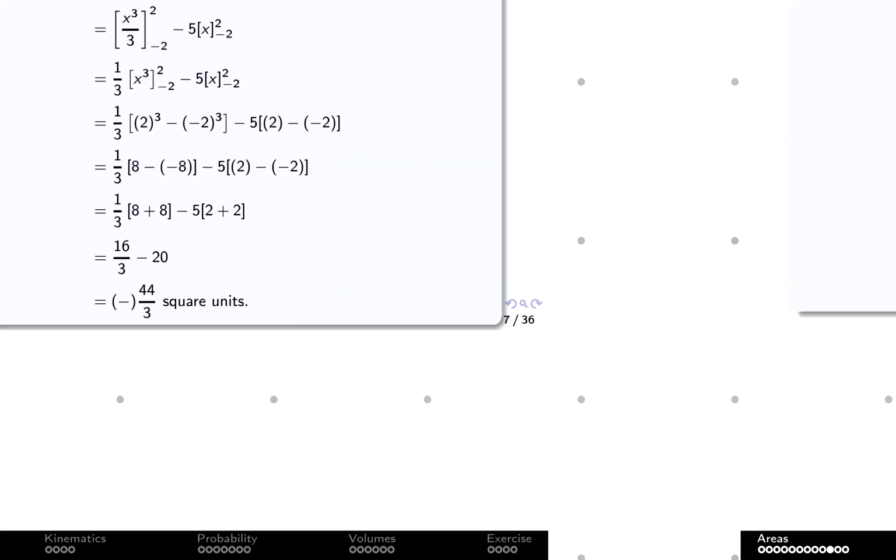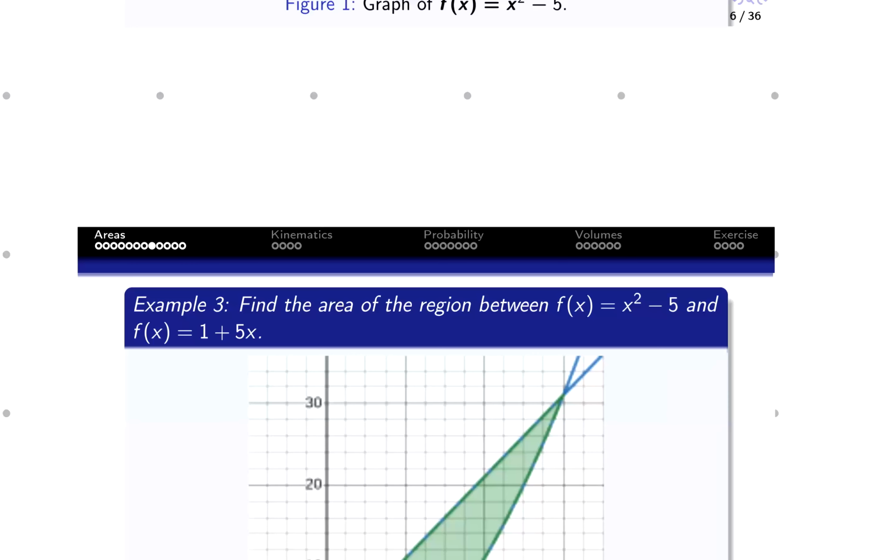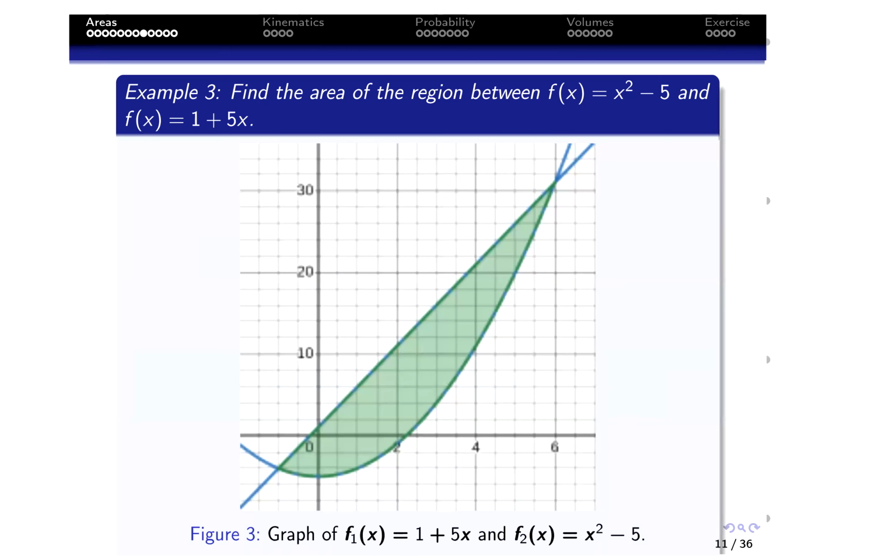Okay, now look at this. We want to find the area of the region between f of x equals x squared minus 5, we've come across that before, and f of x equals 1 plus 5x. Clearly, this is a quadratic expression and this is a linear expression. So you never can tell which one is above or below until you sketch, like we said.